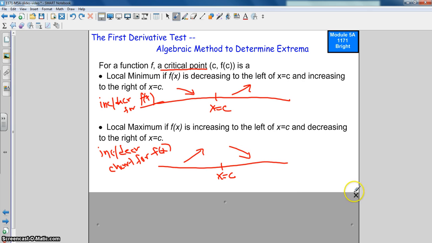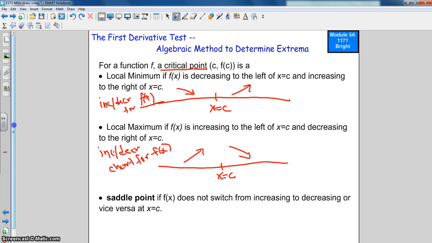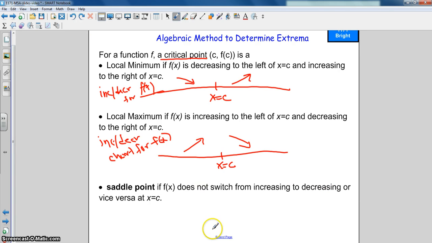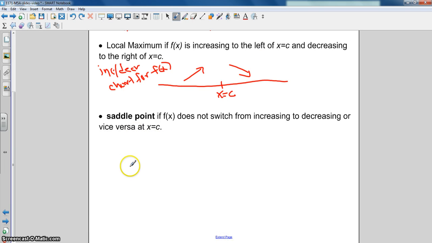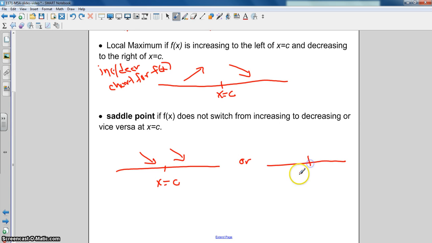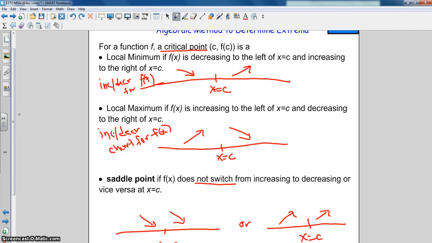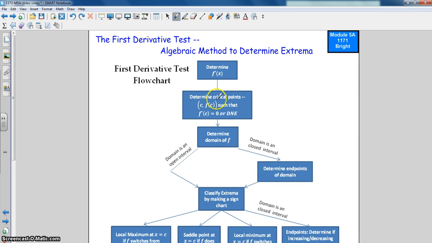And now if neither of those occurs, we get what we call a saddle point. There's a couple different cases. At x equal to c, you could either have decreasing, decreasing, or you could have increasing and increasing. Either one, it just does not switch. So three different cases, and the process to do this is outlined here.